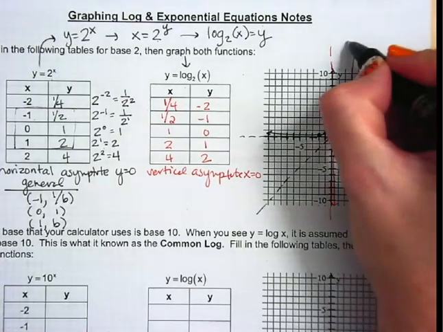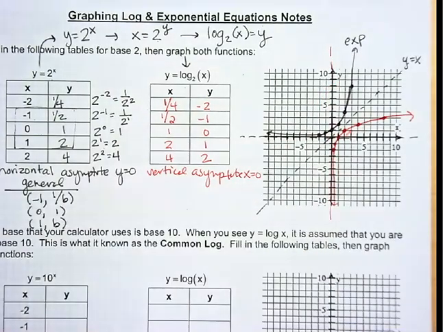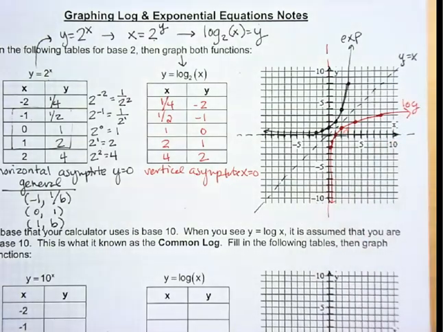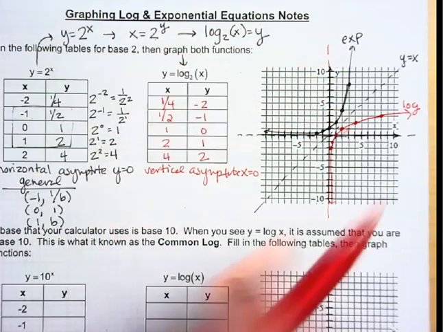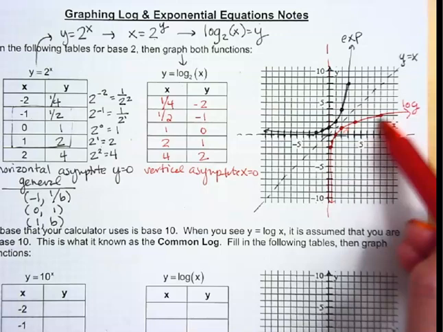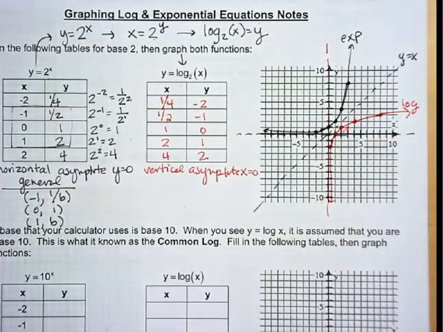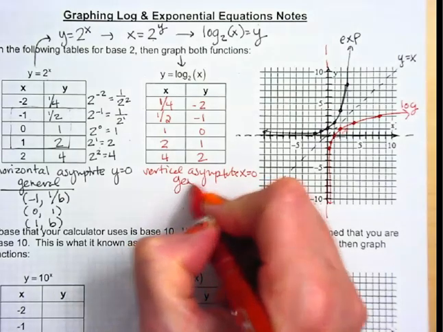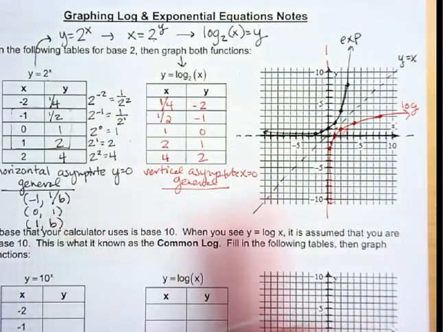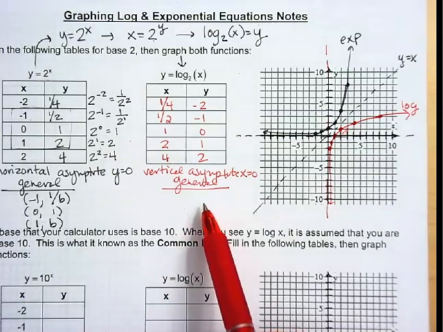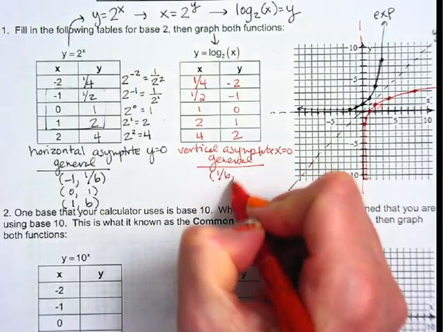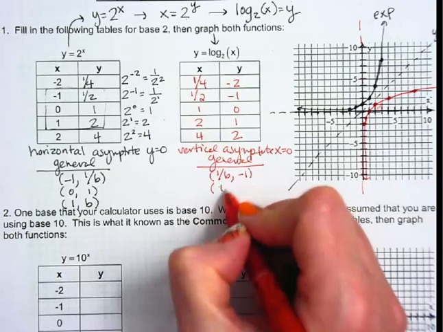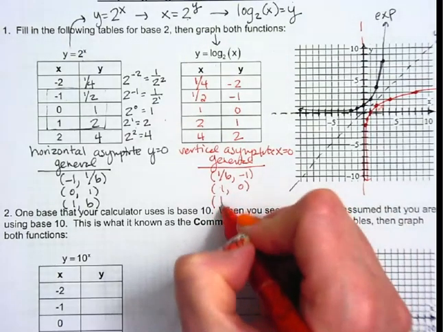So here's my exponential graph and here's my logarithmic graph. And you'll notice they're both increasing as x goes to positive infinity. So as x goes to positive infinity, my y values are increasing here. Same thing on log. And then the general points that you can have little tiny formulas for on log are the same as exponential, just backwards. So 1 over b where y is -1, 1 when y is 0, and b when y is 1.